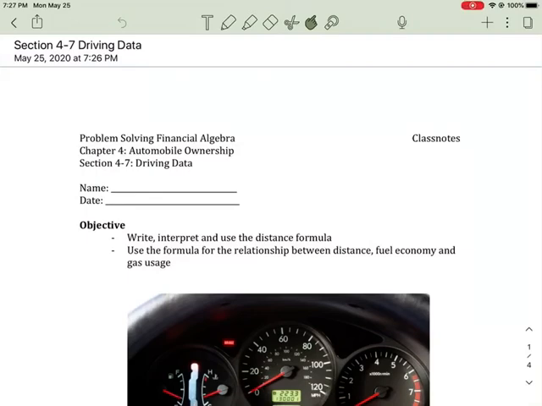Hi everyone. Today we're going to work on what is called driving data. In other words, we're going to look at information that helps us make decisions about driving. That could be anywhere from looking at distance to miles per gallon to kilometers, things like that that are going to help us make decisions about cars and our fuel economy and things along those lines. So we're going to be using the distance formula to help us out, and we're going to look at how the distance formula helps us get to fuel economy and gas usage.